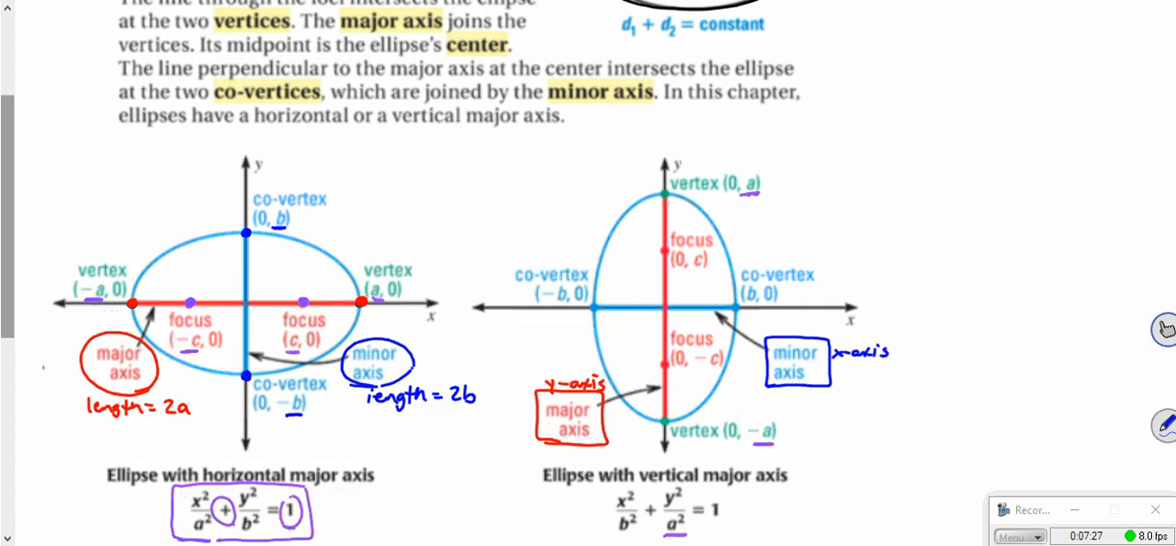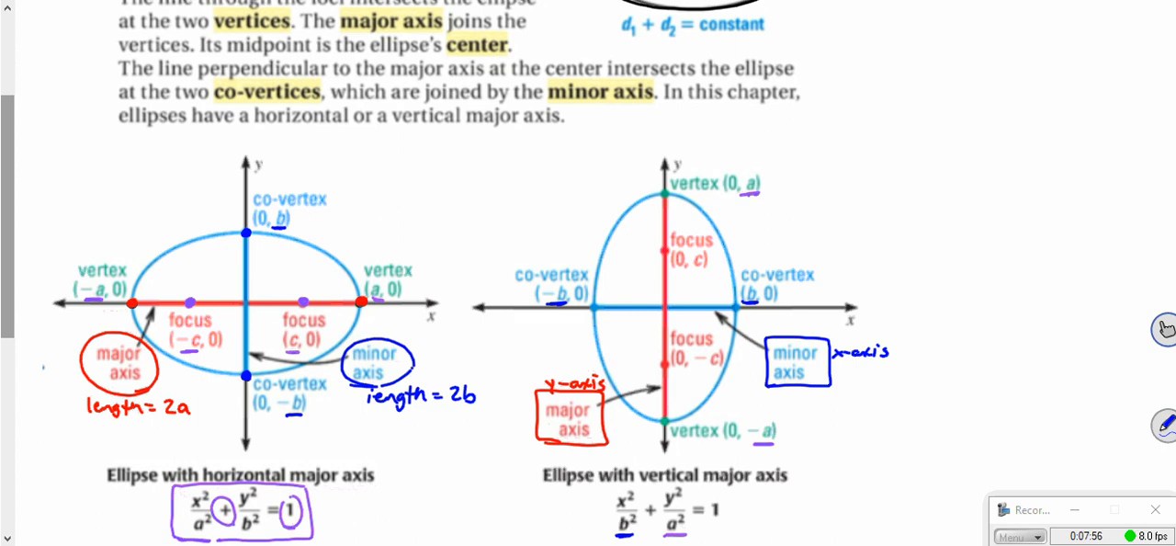Okay, that's where it's shorter. And again, that's our b. That's where our b terms come in, our co-vertex. Okay, and notice again on our equation, our b squared is under our x squared. So whichever one is bigger, the a squared, that is going to be your major axis. Whichever variable it's under, whether it's under x or y, that's going to be the major axis.